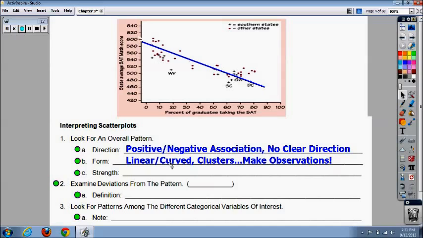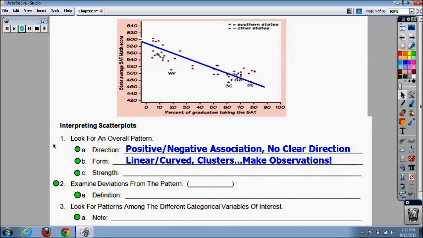Now, we will see some curved forms, some clusters, and other kinds of forms. We'll run across them and discuss them. But curved and linear are probably the main two we're going to run across. And curved will be very obvious when they are curved.